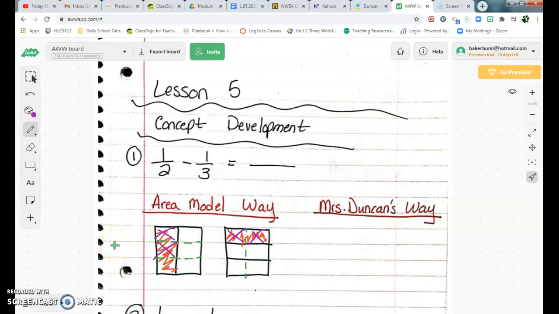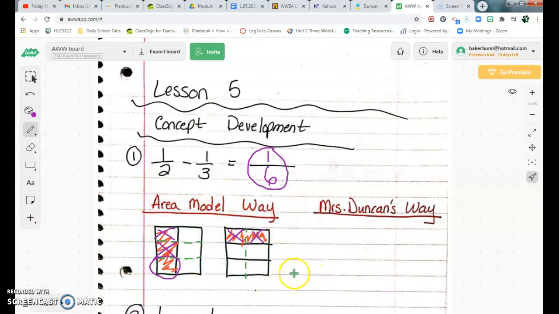So what does that leave me with? That leaves me with only one box left that's not crossed out that is shaded in. So that's going to be the numerator of my fraction. So my numerator is going to be 1. And there's a total of 6 boxes in each one of these: 1, 2, 3, 4, 5, 6. So that tells me that 1/2 minus 1/3 is 1/6. Again, I'm creating duplicate area models on top of each other, and I'm eliminating the sections that they share. So that's the area model way. That's the way they're going to have you do it on Zearn.